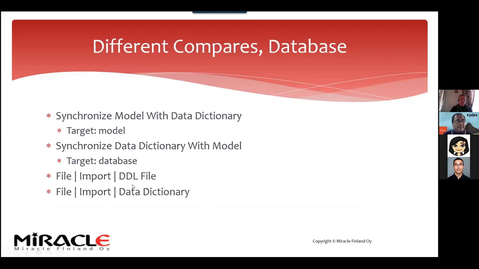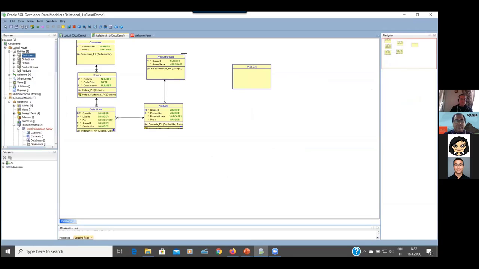You can use file import DDL file or file import data dictionary. And instead of saying compare, you will say a new relational model in the options. And that will create you the relational and the physical model of the database. And if you want to create the logical based on whatever just came from the reverse engineering, there's this double arrow here that will engineer to logical model. So that is automatically creating your logical model for you, the entity relationship diagram for your reverse engineered database.